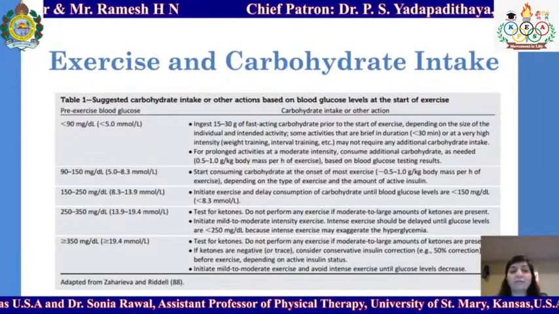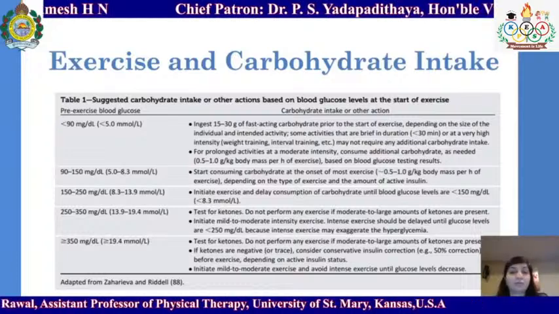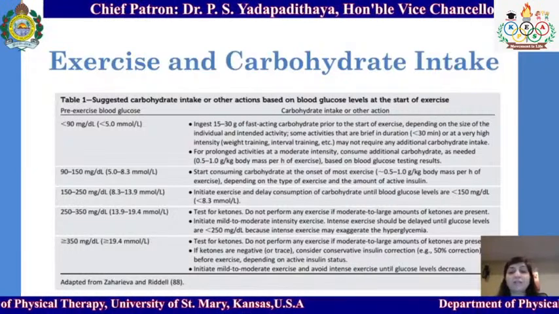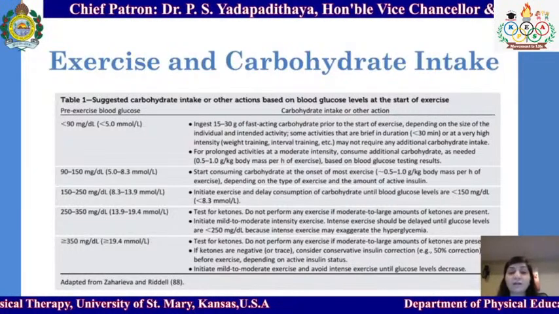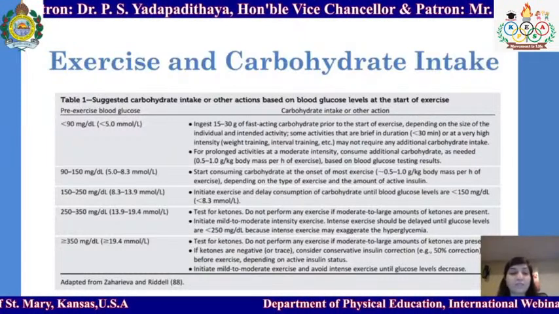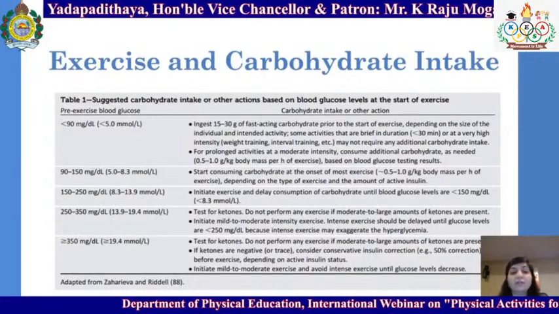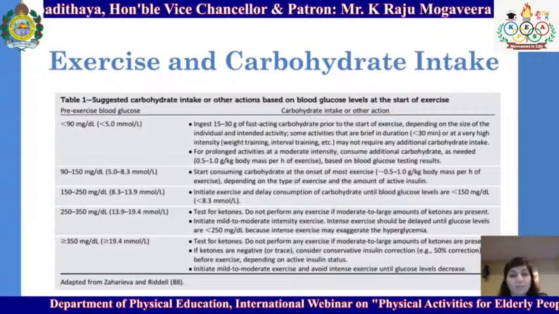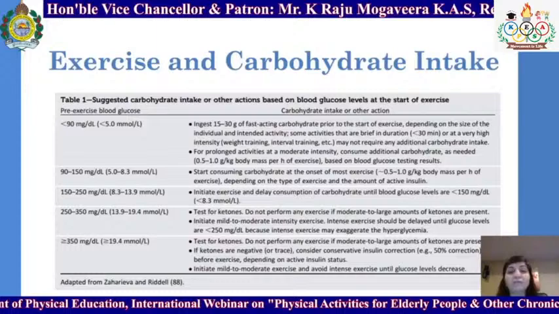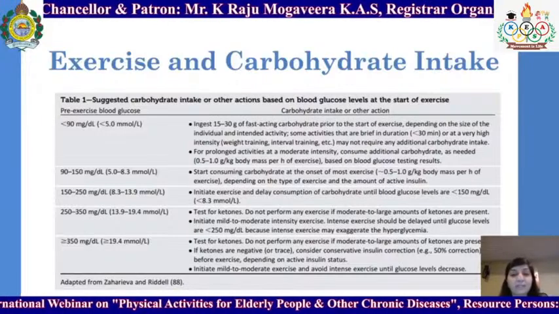If they are between 90 and 150, they can have a carbohydrate snack right at the onset of most exercises. If they are above 150, there is no need to give them a carbohydrate snack before the exercise, but if during the exercise they go below 150, then you can give them a snack. If blood glucose levels are 250 to 350, or above 350, you should always check for ketones in the urine or the blood. If ketones are present, there should be no exercise at all. If ketones are not present and blood glucose is below 250, they could do mild to moderate exercise.